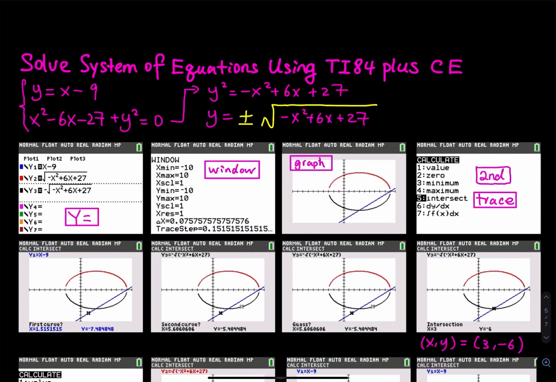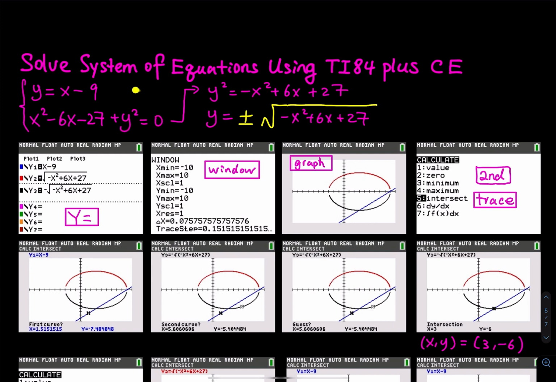Let me teach you how to solve a system of equations using the TI-84 Plus CE. So here is our system. You have y equals x minus 9, and then the second equation is x squared minus 6x minus 27 plus y squared equals 0. So let's take a step back.